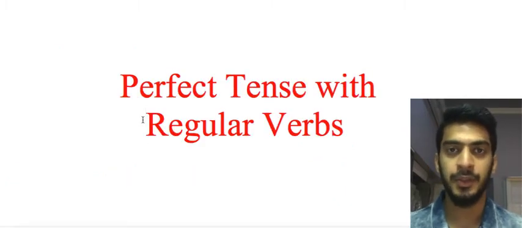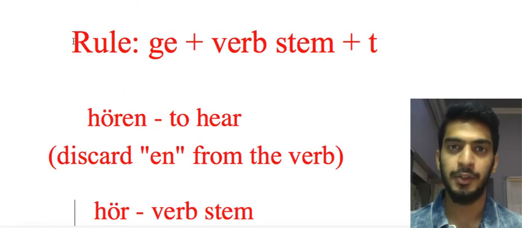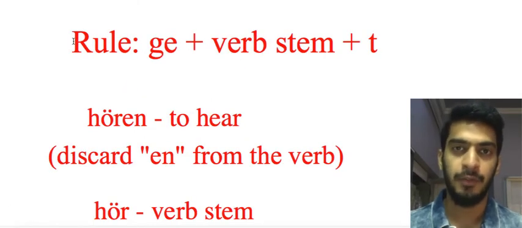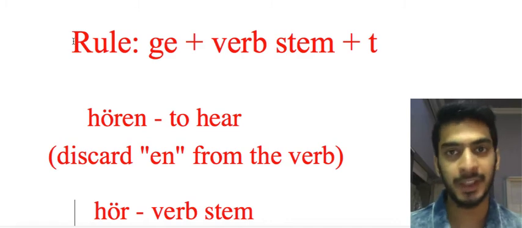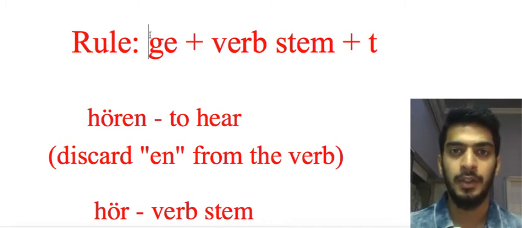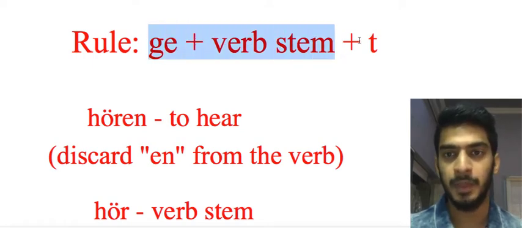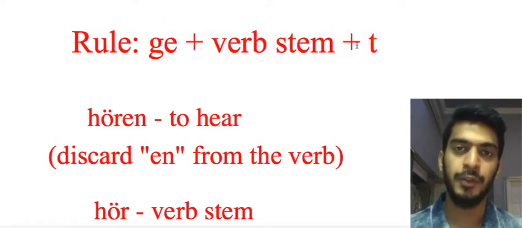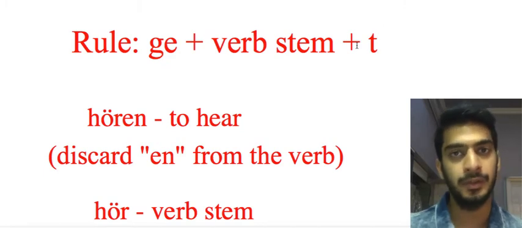Perfect tense with regular verbs. There's a rule that we need to follow if we want to make a sentence in perfect tense specifically with regular verbs. The rule says ge plus verb stem plus t. Now first of all, we need to understand what a verb stem is.